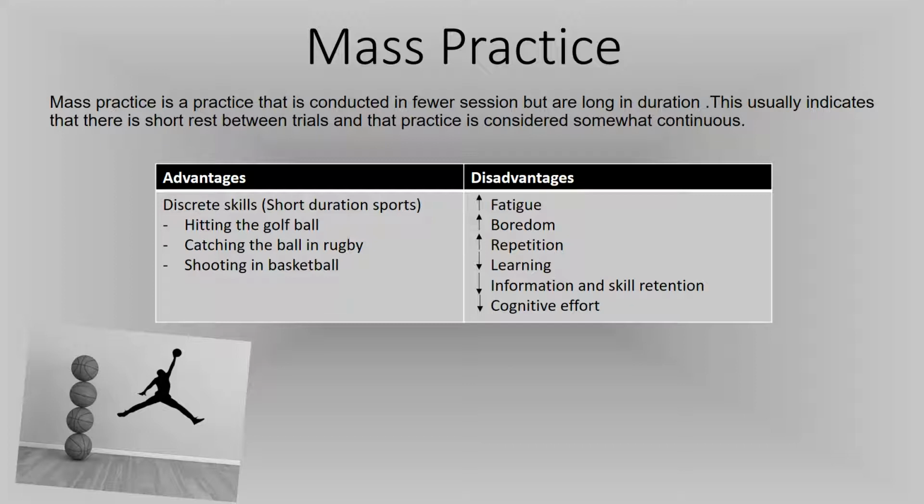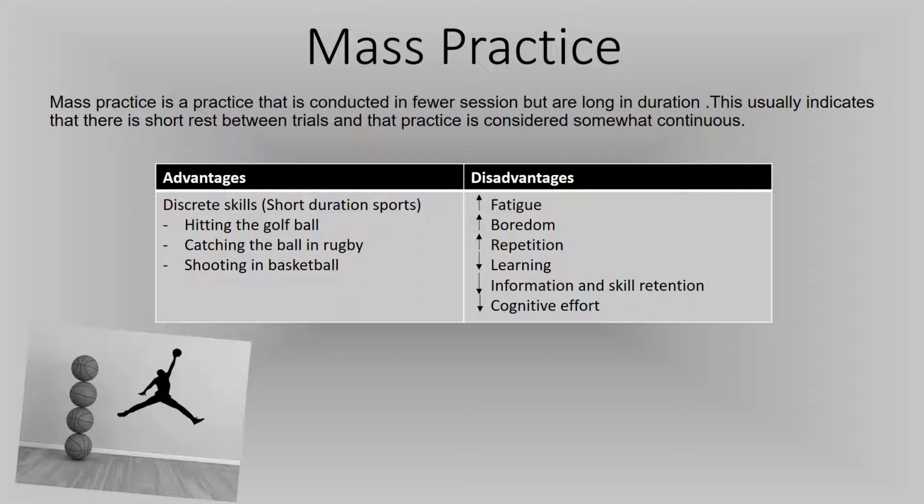There are many types of practices in sport. However, today I am going to focus on two types of practices, mass and distributed practice. Mass practice is the practice that is conducted in fewer sessions but are long in duration. This usually indicates there is short rest in between trials and practice is considered somewhat continuous.